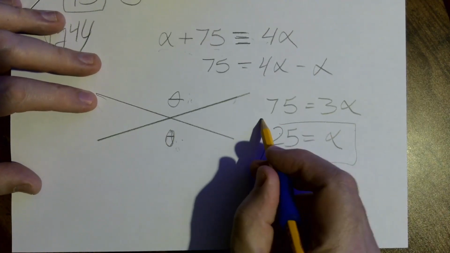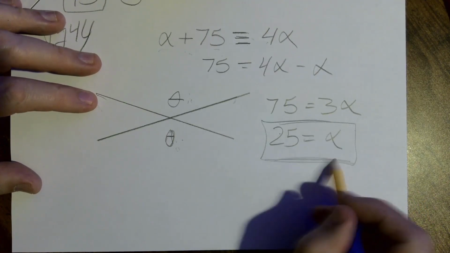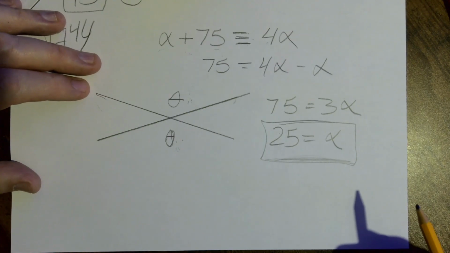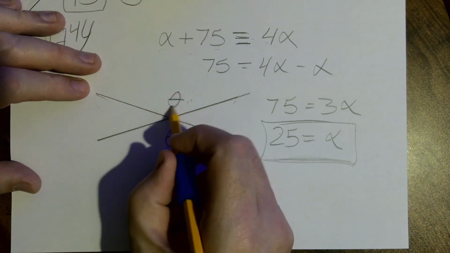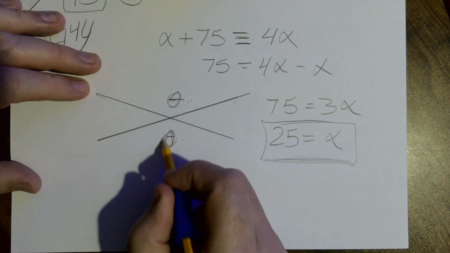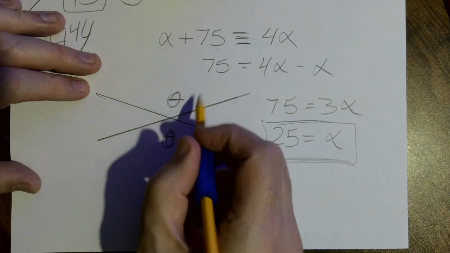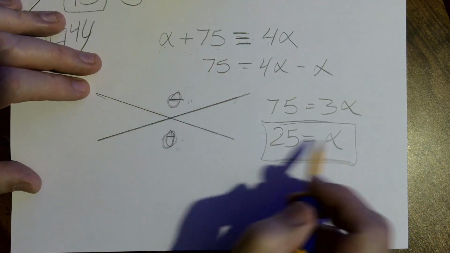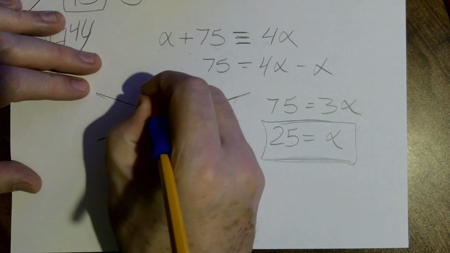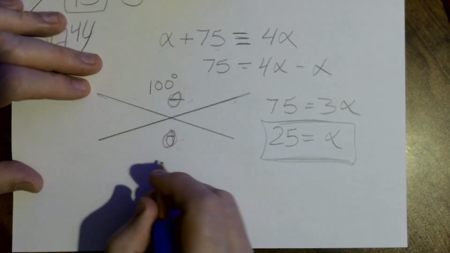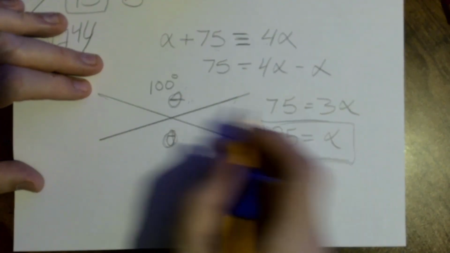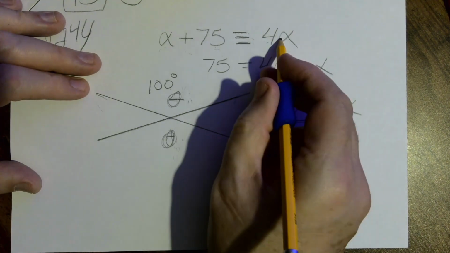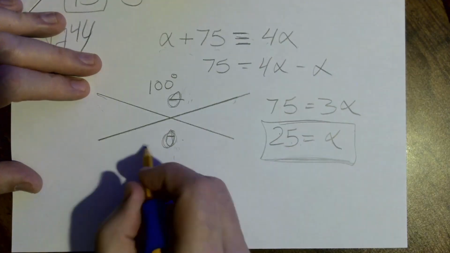Right? So this is alpha. This is the end of our algebra right here, but it's not the end of the puzzle. These angles here are expressed in terms of alpha. We know they have to be equal, so alpha is 25, so 25 plus 75. This angle is 100 degrees, so this angle is 100 degrees, because they're vertical angles, they're congruent. And this 4 times 25 is 100.